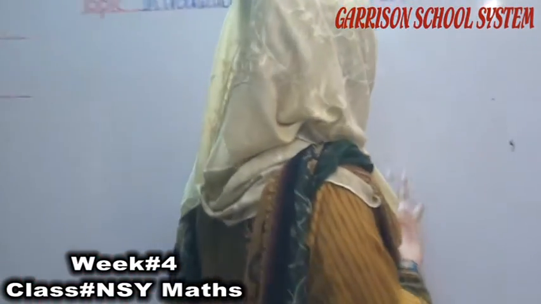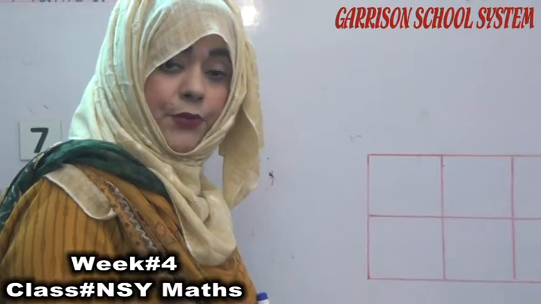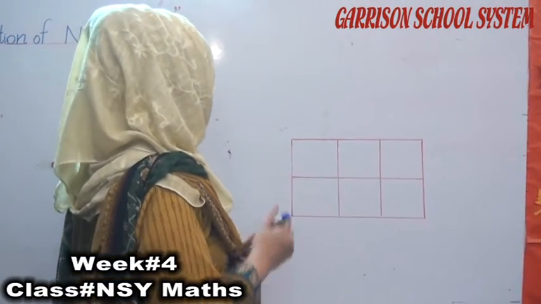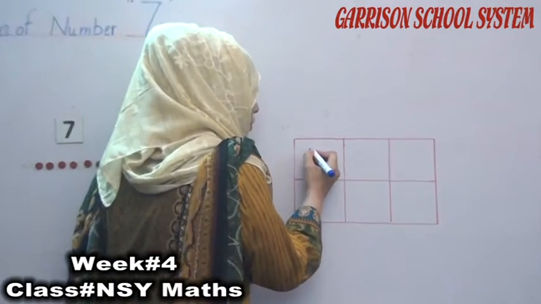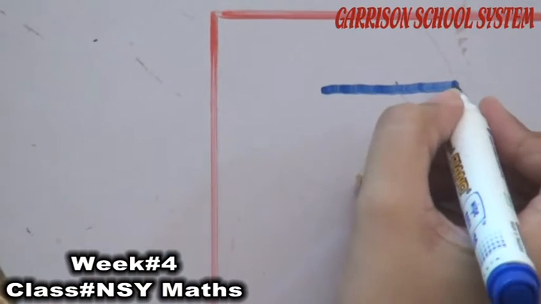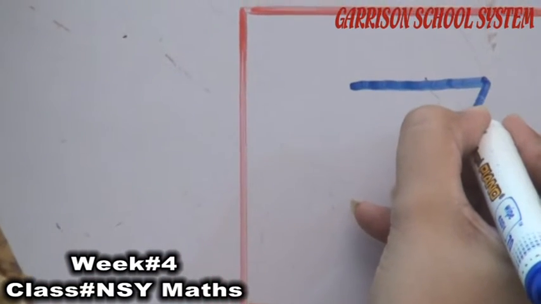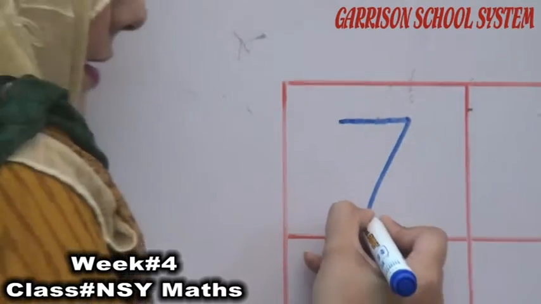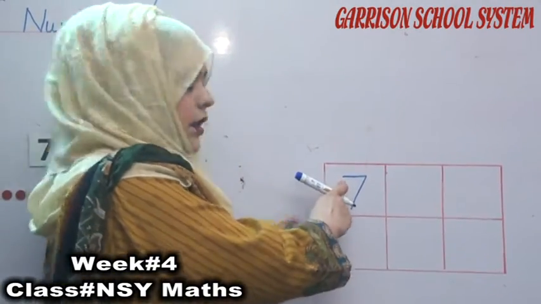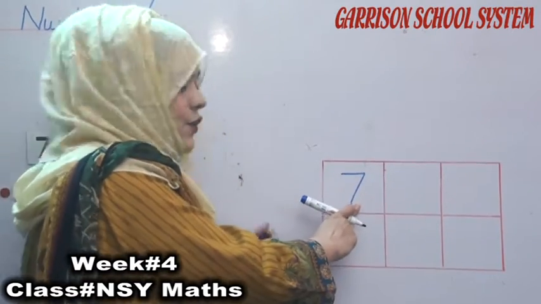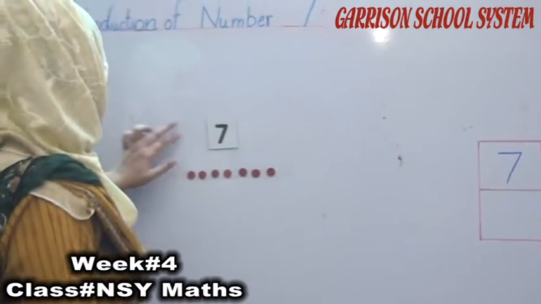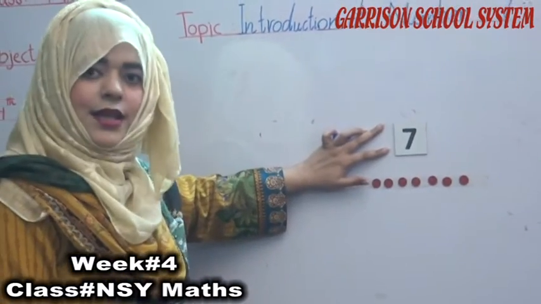So now, moving towards its writing pattern. How am I going to write number 7? So let's see. I'm going to do a slip pattern, and then I'm going to do a slanted line like this. First a slip pattern, then a slanted line, so it will make number 7. So what is it? It is 7.